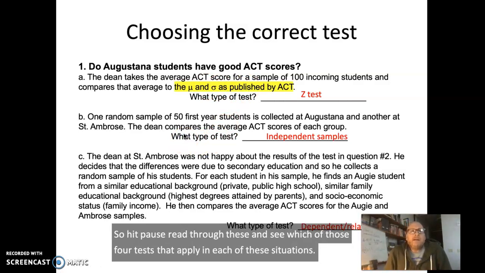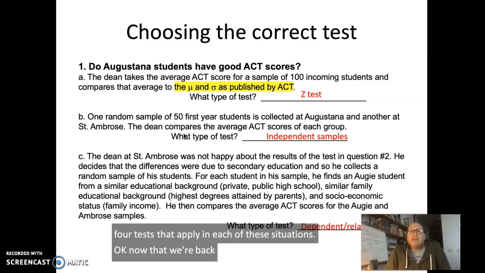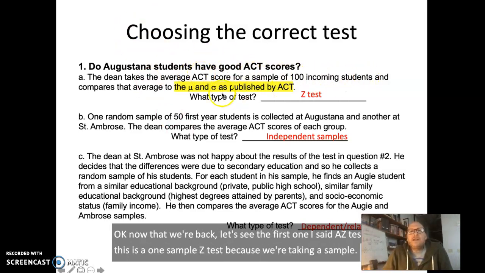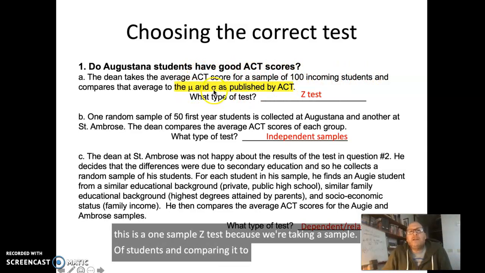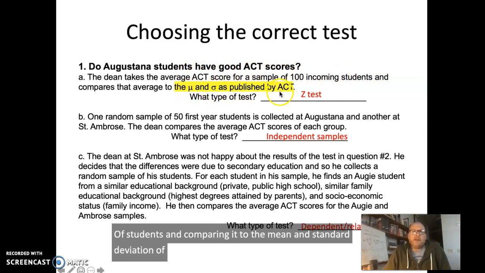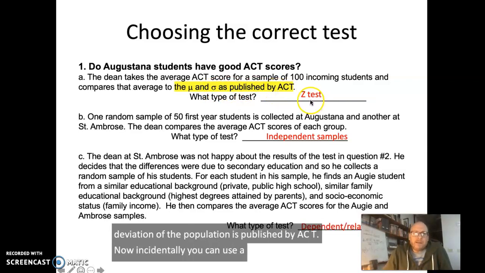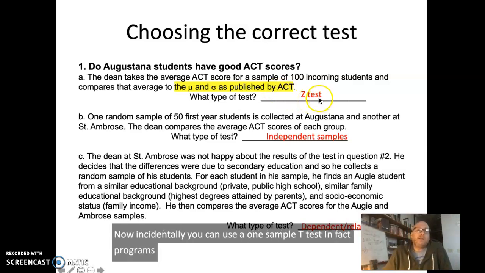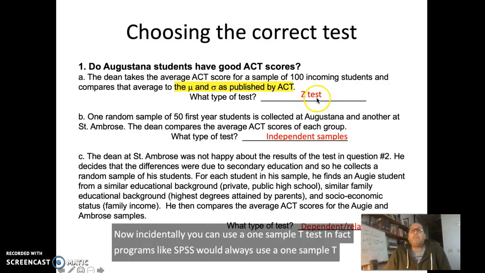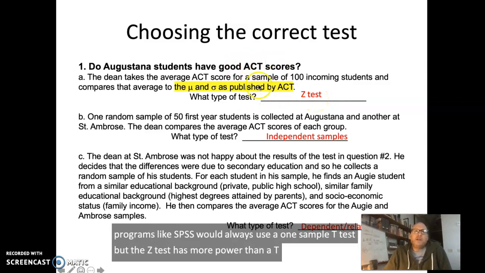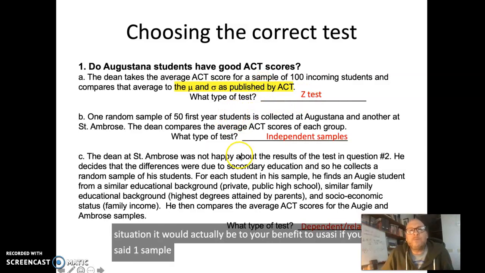Okay, now that we're back, let's see. The first one, I said a z-test. This is a one sample z-test because we're taking a sample of students and comparing it to the mean and standard deviation of the population as published by ACT. Now, incidentally, you can use a one sample t-test. In fact, programs like SPSS would always use a one sample t-test. But the z-test has more power than the t-test. And so in this situation, it would actually be to your benefit to use a z. If you said one sample t, that's still fine though.